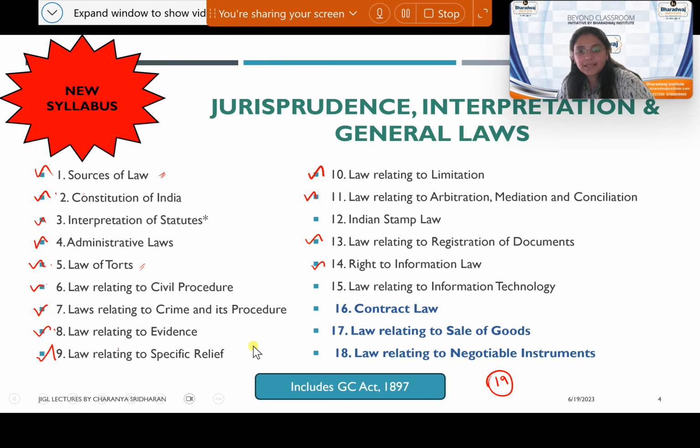Specific Relief Act. The next chapter is this and this. I am under dilemma which one of them I am supposed to be giving as a recorded video lecture. Because given the time for syllabus completion, obviously we cannot complete all the 18 chapters in one go in live lecture.